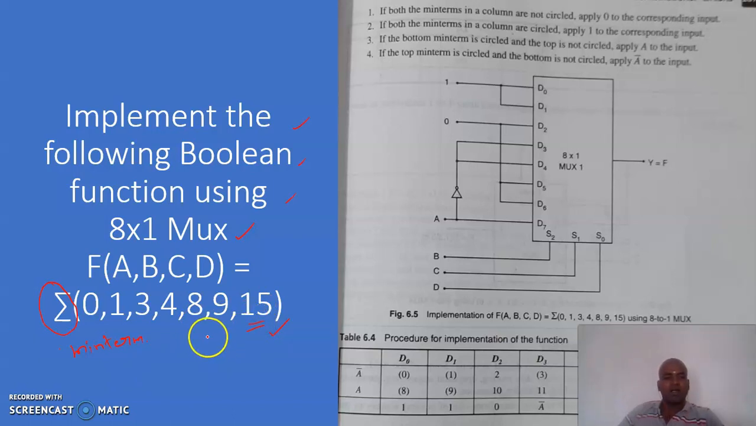So they have used 4-bit combinations, because for 15 we are in need of 4-bit values. That is 1, 1, 1, 1. This is the equivalent binary value for number 15. So definitely we are going to use 4-bit representation. But our required design is an 8x1 mux, and we have 16 combinations of inputs.